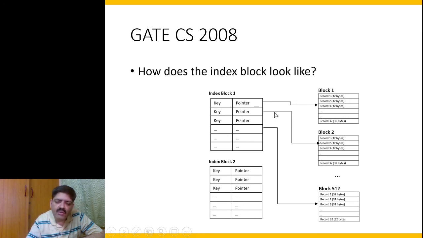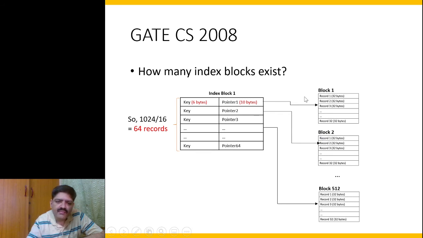Now, what does the index block look like? The index block would have the key and a pointer to point to specific records. We know the key is 6 bytes and the pointer is 10 bytes. So that's 10 plus 6, 16 bytes altogether. Remember, blocks are a property of a file system. In a file system, irrespective of whether it's an index block or data block, the block size is the same. So I have 1024 as the block size and 16 as the record size.